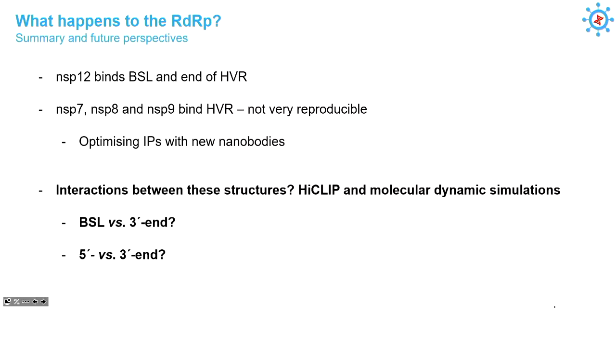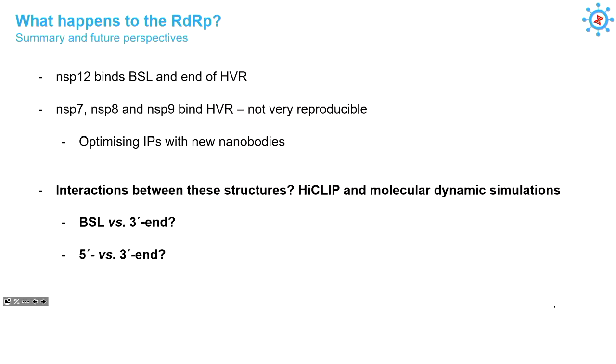Also, I've showed you that an NSP12 binds the bulge stem loop and the end of the genome, but to be sure that it's really an interaction between the 3' ends and the bulge stem loop, it would be good to see the same NSP12 molecule interacting with both RNAs. So for that, I'm also trying to do hiCLIP, which is another technique that will allow us to detect protein bound to RNA that is bound to other RNA.